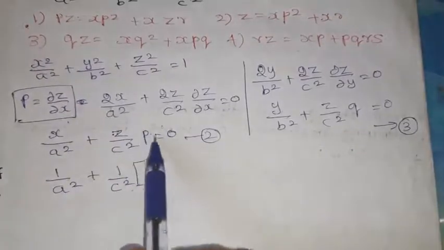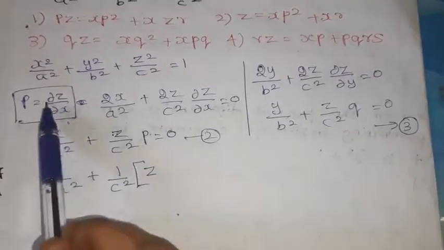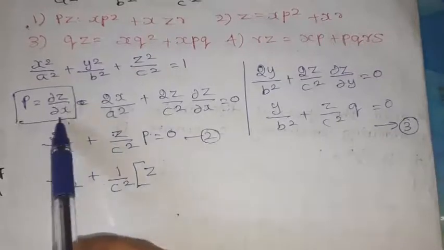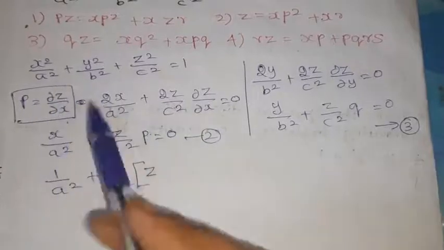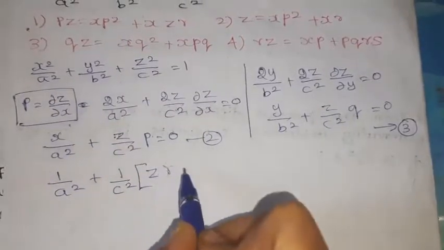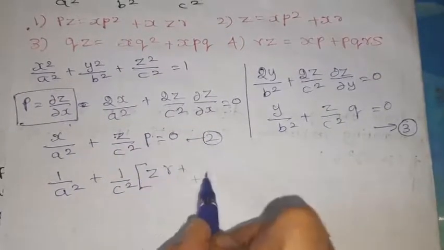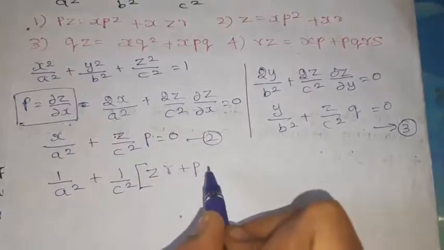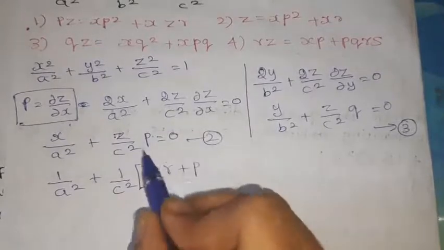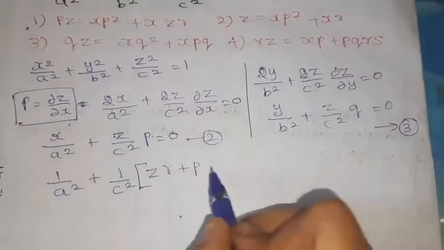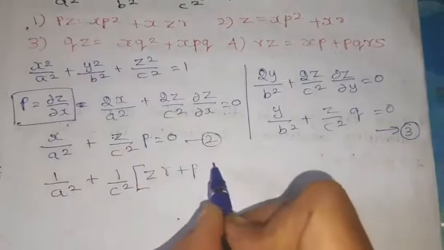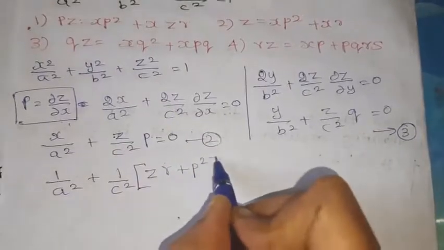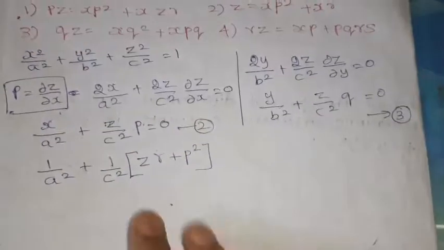Now by differentiating again with respect to x, what we will get? ∂²z/∂x², which is nothing but r. Then keep p as constant and differentiate this term. z term is nothing but ∂z/∂x, ∂z/∂x equal to p. p into p, p squared. So is it clear?